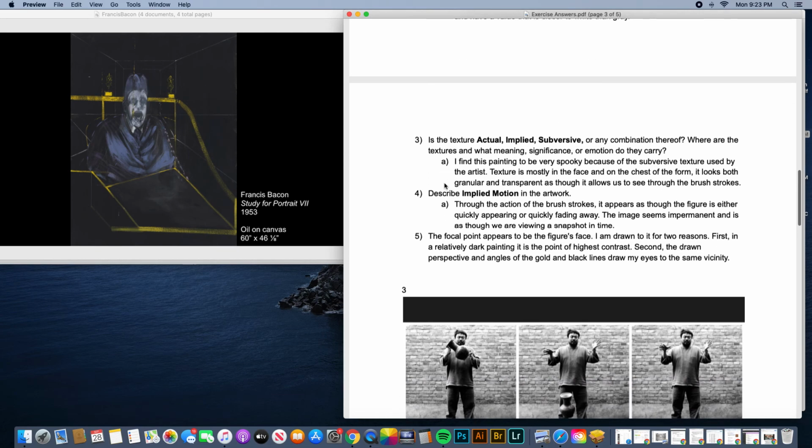Question 3. Is the texture actual, implied, subversive, or any combination thereof? Where are the textures and what meaning, significance, or emotion do they carry? I find this painting to be very spooky because of the subversive texture used by the artist. Texture is mostly in the face and on the chest of the form. It looks both granular and transparent, as though it allows us to see through the brush strokes.